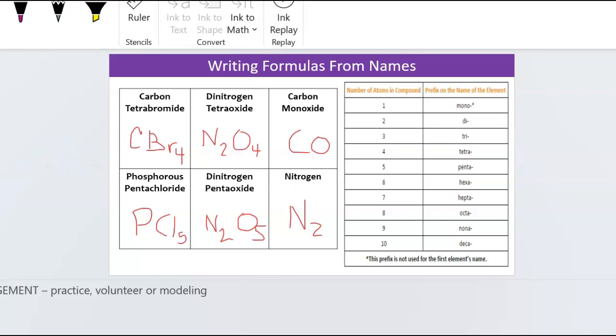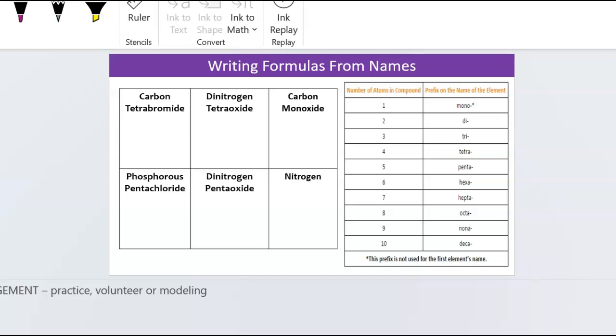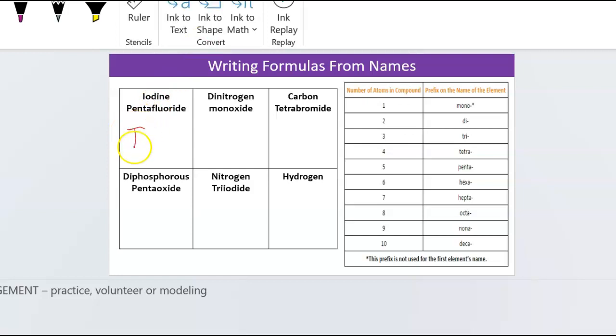This next slide here is some practice. Pause the recording here and see if you can write the formulas for these names. Right, I'm going to walk through them so you can check your work. Iodine is I, and pentafluoride, so that would be 5 fluorines. Dinitrogen, so 2 nitrogens, and 1 oxygen, monoxide.